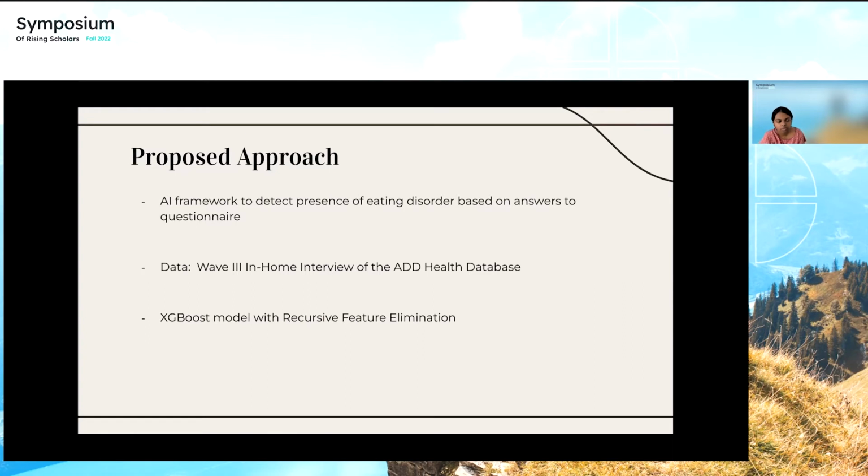My proposed approach was an AI framework to detect the presence of eating disorders based on answers to a questionnaire that was based on the Wave 3 in-home interview of the AdHealth database. And I used an XGBoost model with recursive feature elimination, which I'll explain more in later slides, to classify whether or not the patient had anorexia or bulimia or binge eating disorder.